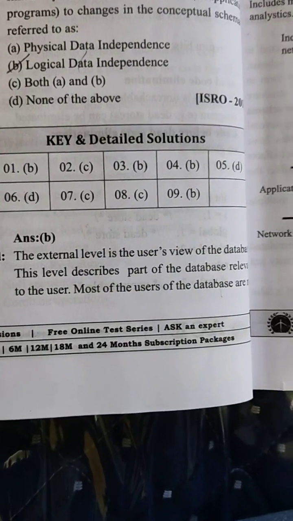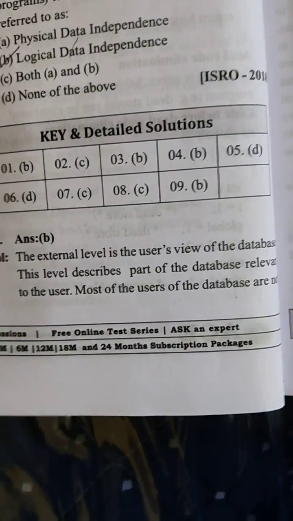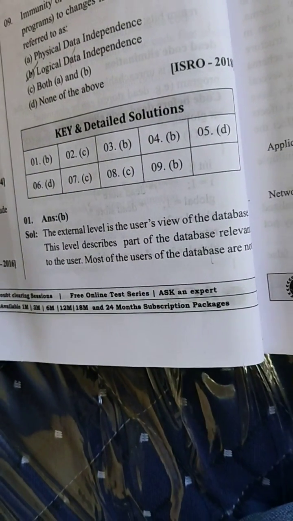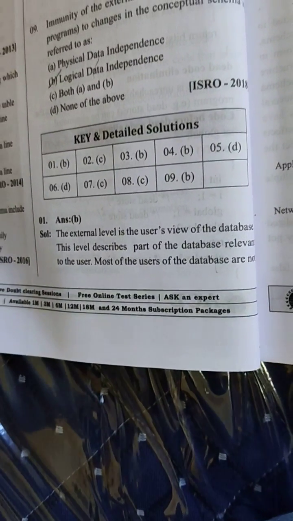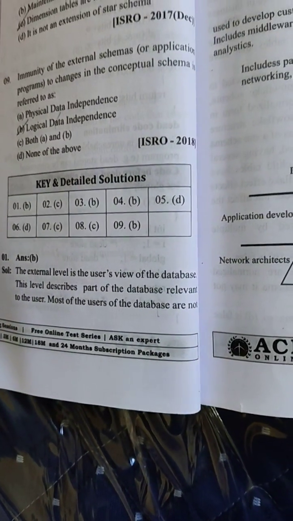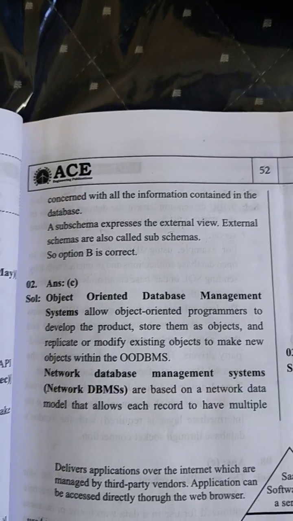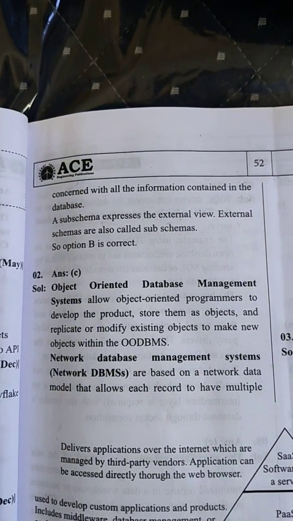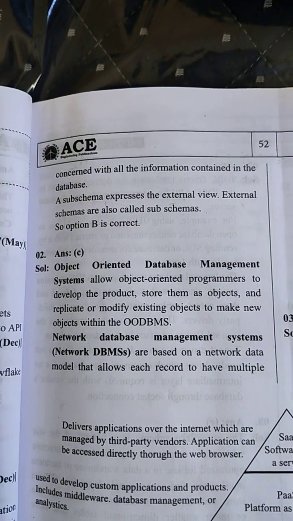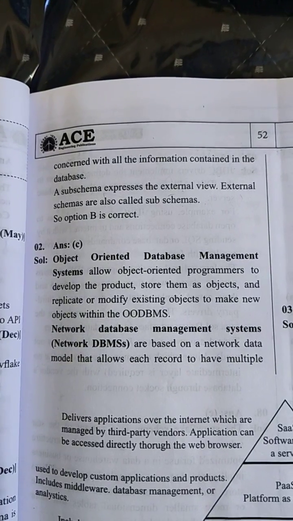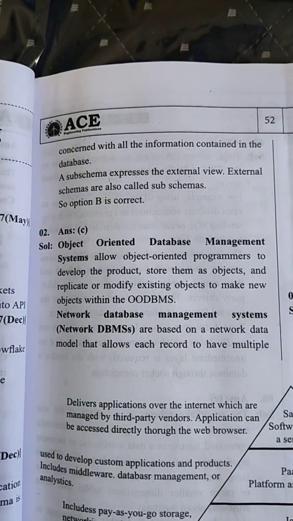The external level of the user view of database. This level describes the part of the database relevant to the user. Most of the users of the database are not concerned with all the information contained in the database. A subschema expresses the external view. External schema also called as subschema.